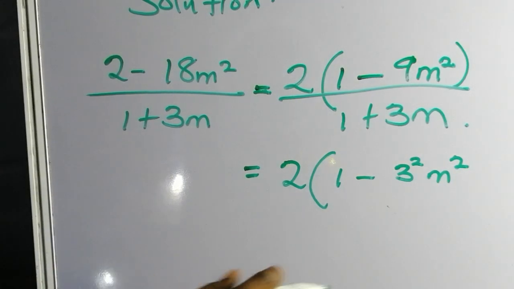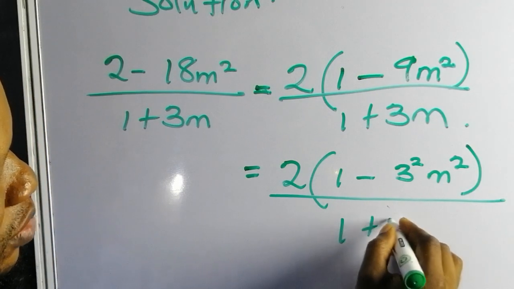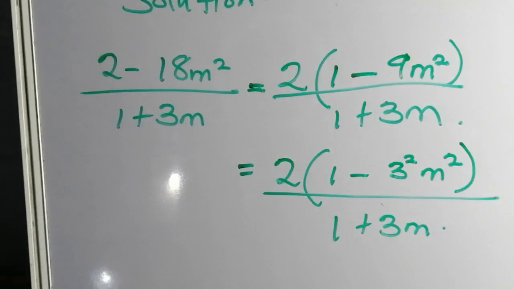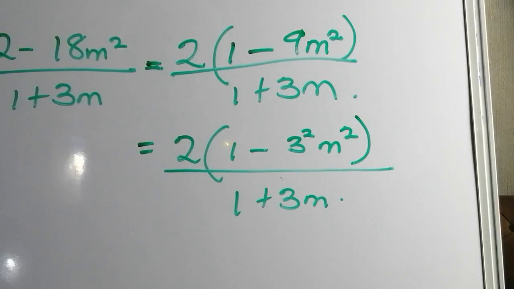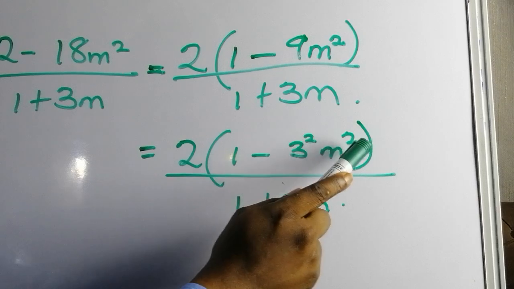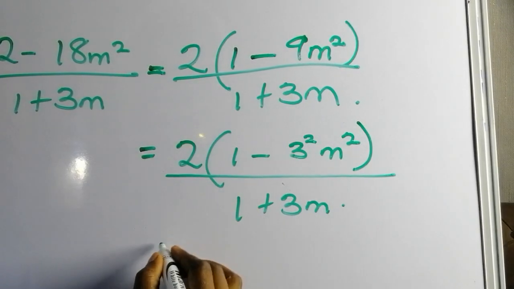3 times 3 is 9. 3 square means write 3 two times. So that's 1 plus 3m. If you look at the law of indices, like I told you, I can pick this. They have the same power, so I can bring it out, which is the same thing.